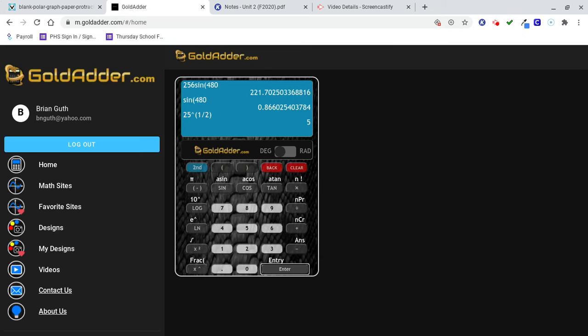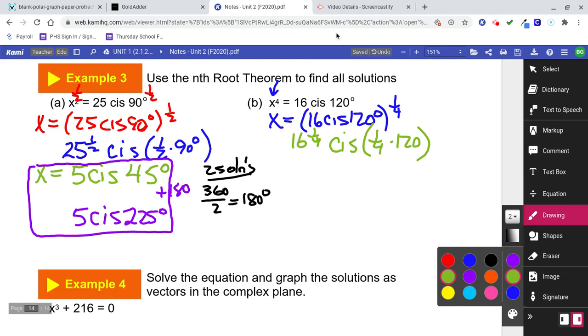Well, 16 to the 1/4 power, maybe you can do that in your head. Parentheses around 1/4 is 2. 16 to the 1/4 power is 2. And 1/4 of 120 is 30. That's my first solution. Okay, the first solution we find using DeMoivre's.